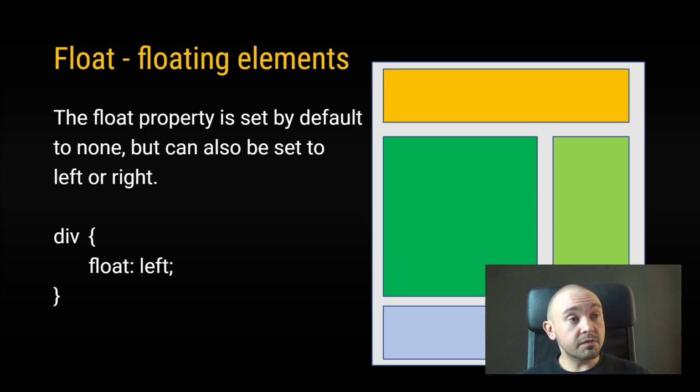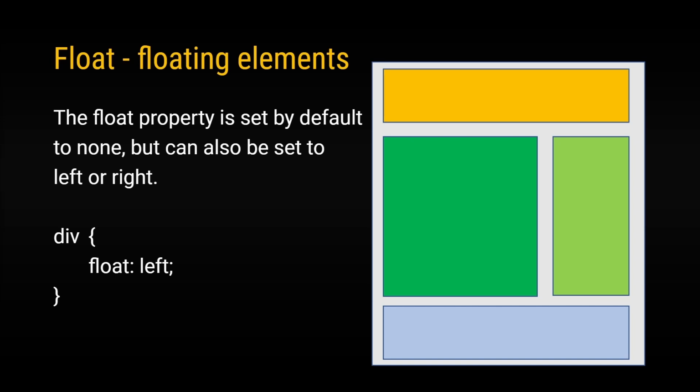Let's move on to a few theoretical points related to the float property. This property is set by default to none for every element, but we can change it to left or right. When we do this, the element with this value will float to the top right or top left edge of its parent and will be floated around by other elements. Usually we set our float property to left, so I will often refer to it as float left.